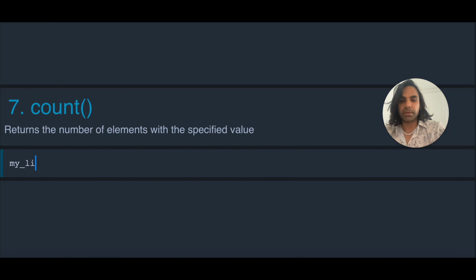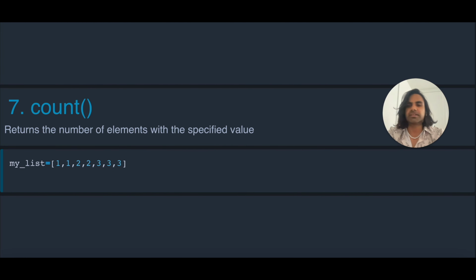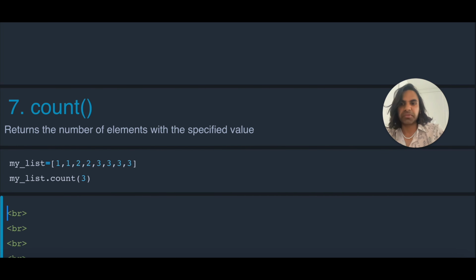Over here, I'm going to say my list. It has a lot of duplicate elements, so I'm just going to say 3, 3, 3. So this is the list. If we want to count how many times the element 3 is present in the list, how can we do that? That is really simple. I'm just going to say my list dot count 3. Okay, I'll just add another 3 so that the output would be 4.